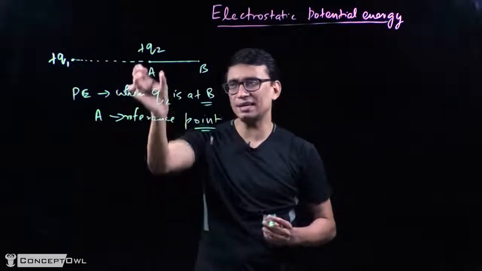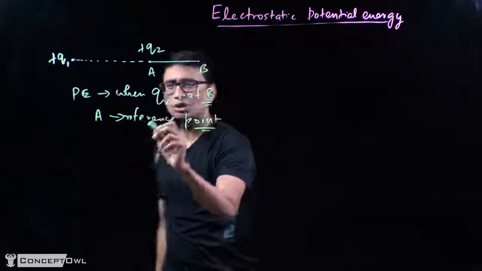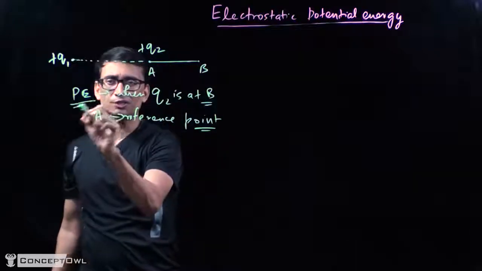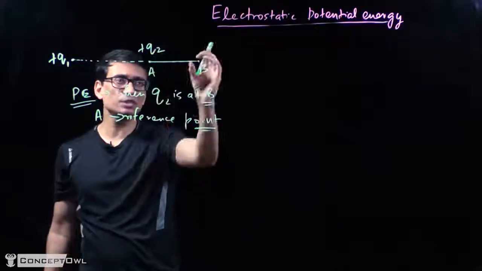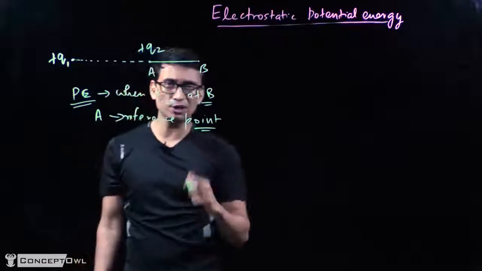So here I am taking A as my reference point, and so find out what is the potential energy of the system when the charge Q2 is at B. So let's work on this, and in the next video I'll discuss the solution.